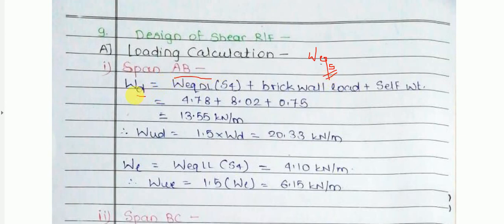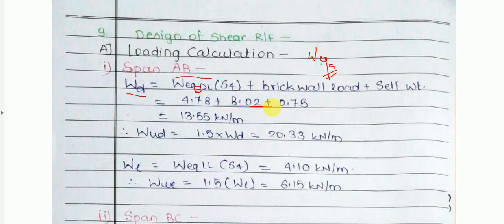Hence, this dead load is calculated, that is WEQ DL from S4. As for span AB, it is the shortest span for S1, so there won't be any load transfer because of S1. So only load transferred from S4. Hence WEQ DL S4. S for shear and B for bending have the same equations for a one-way slab. That is why no particular notation is given here. So WEQ S DL S4 plus wall load plus self weight. All these things we have already calculated in the load calculation step.